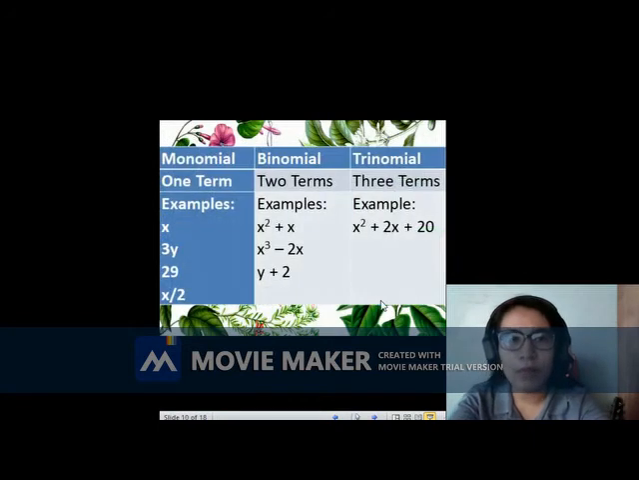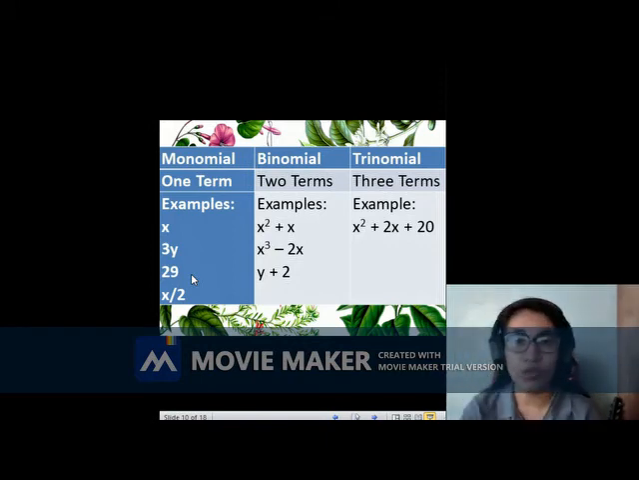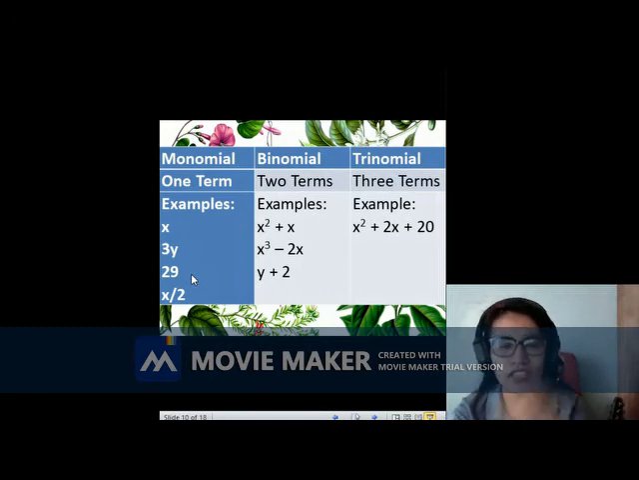Here are some examples. When you have monomial, one term, we can have x, 3y, 29, x over 2. Okay. Why does 29 count? It can be included because it says one term. And you will find out what kind of term that 29 is when we discuss it later.